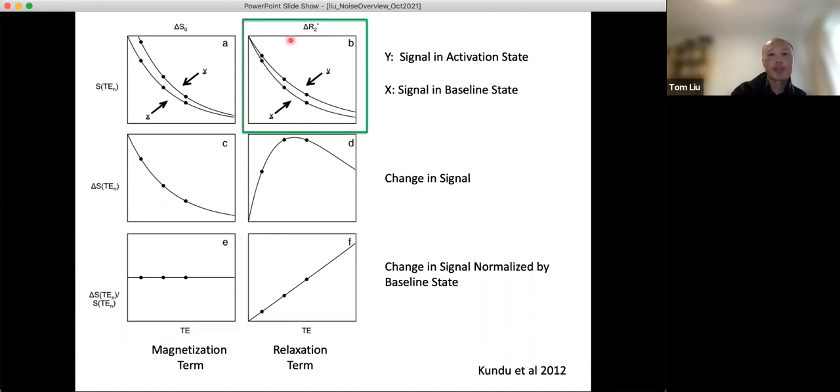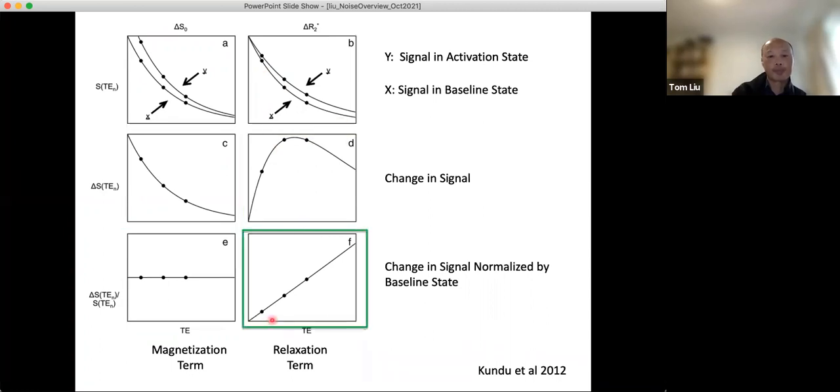On the other hand, if I have a change in the delta R2 star, then obviously the relaxation rate changes. If I take the change in signal, it's no longer going to be exponential because it's a difference of two exponentials with different time constants. So I get this very classic difference-of-exponentials curve. Now, when I divide by the baseline, I end up with this well-known linear dependence on echo time. And so we can use this to differentiate what is coming through the relaxation term and what is coming through the magnetization term, simply by looking at an artifact's dependence on echo time.